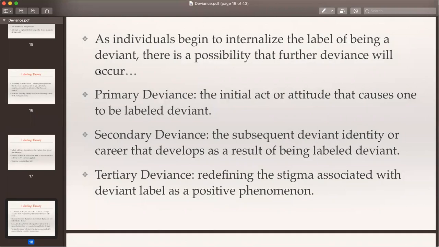And instead of learning from the act of getting caught stealing the cell phone cover or whatever it may be, you decide, I'm going to become a criminal. I'm just going to engage in deviant acts because that's what everyone expects of me. And then tertiary deviance is essentially you redefine the stigma associated with the deviant label and you turn that into a positive phenomenon. You run with it.